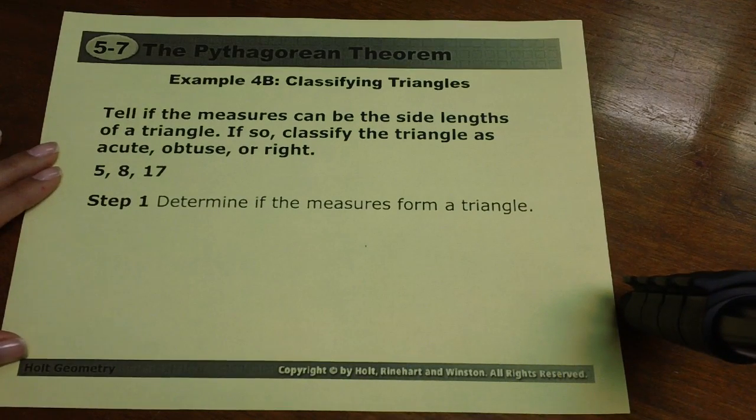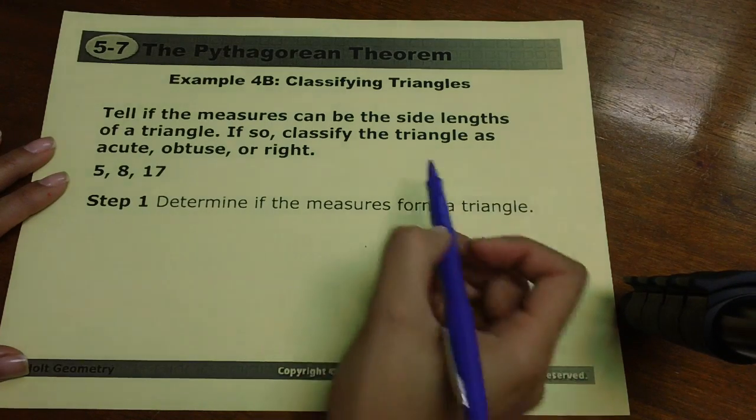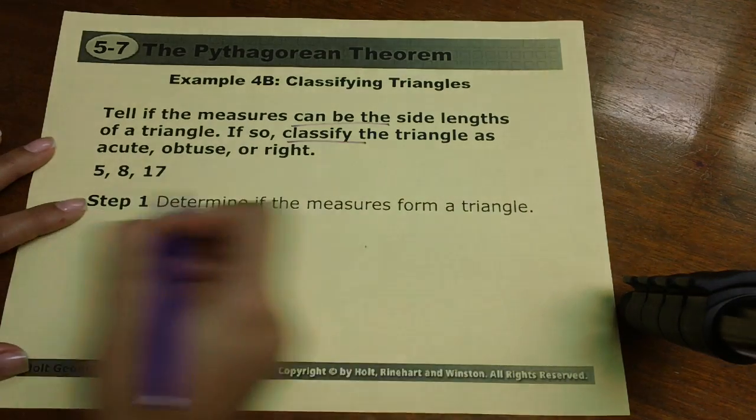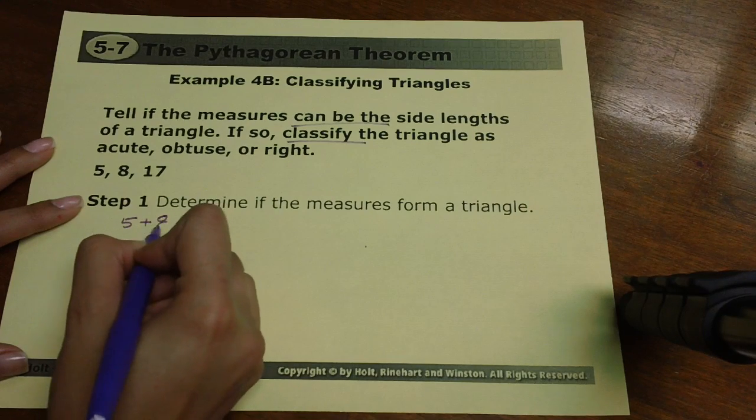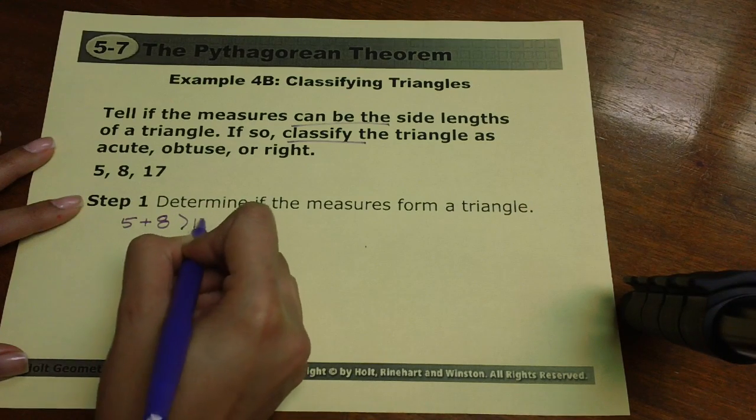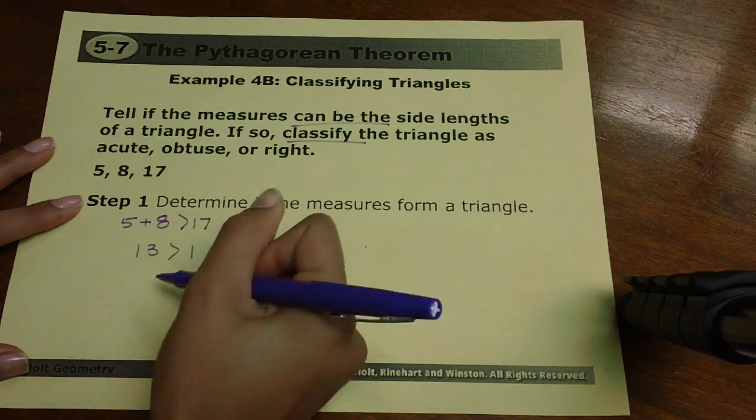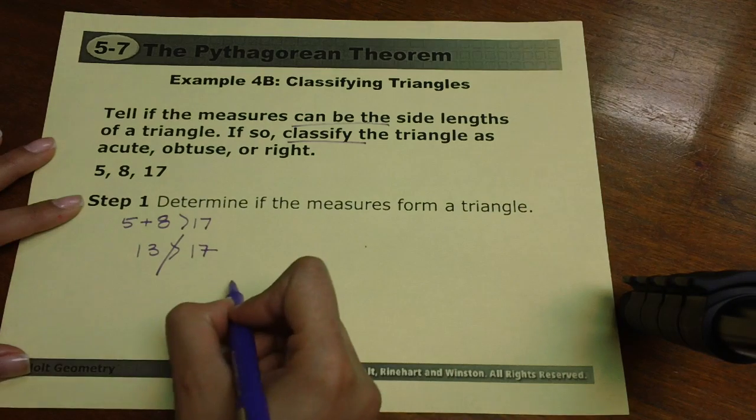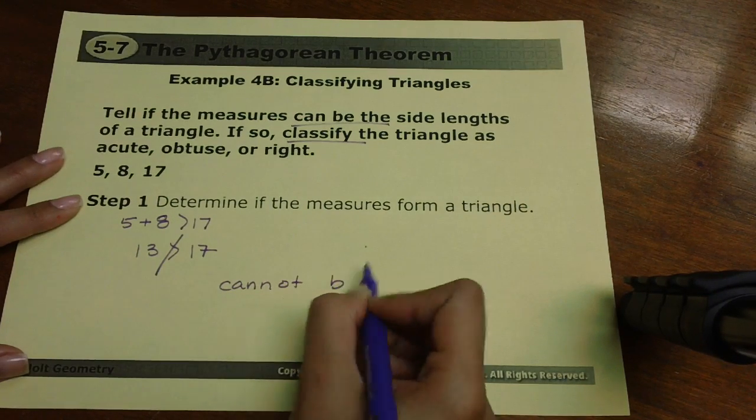All right, last one. It says tell if the measures can be the side lengths of a triangle, and then if so, classify. So same thing. Can it be a triangle? And then we need to classify. First we have to figure out if it can be a triangle. I have 5 plus 8, which should be bigger than 17. 5 plus 8 is 13. 13 is not bigger than 17, which means this cannot be a triangle.